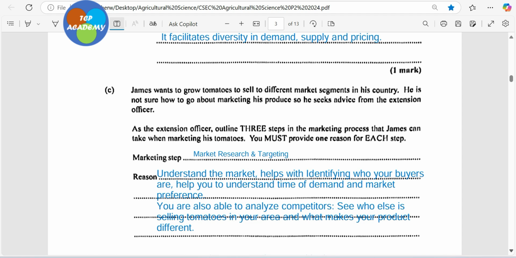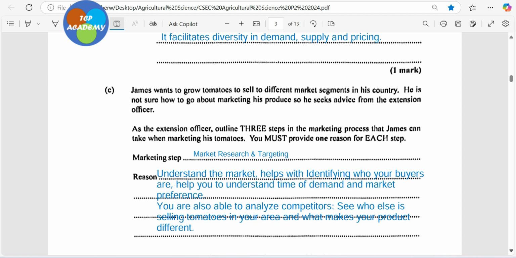You need to research the market. You need to know if there's a demand. You need to know who you are targeting, right? You don't want to be planting something and then there's no market for it. It's going to spoil in the field. Who are you going to be selling to? Are you going to be planting 10 hectares of tomato to sell to your local market? Or do you have hotel chains to take that volume? That is very important. So understanding the market helps with identifying who your buyers are.